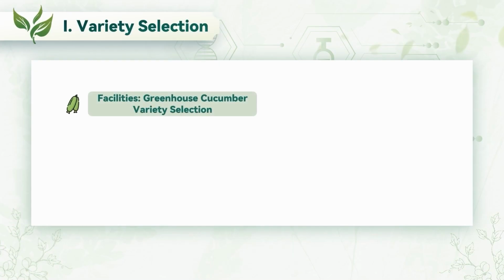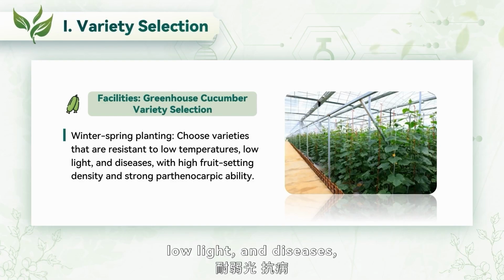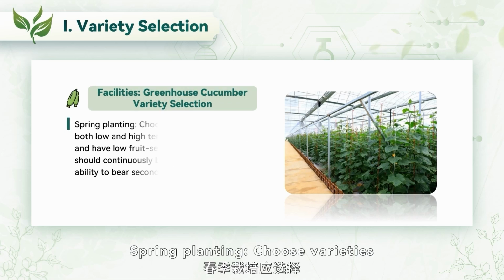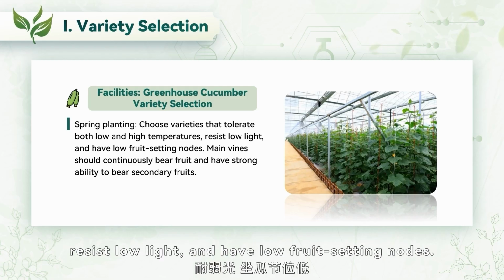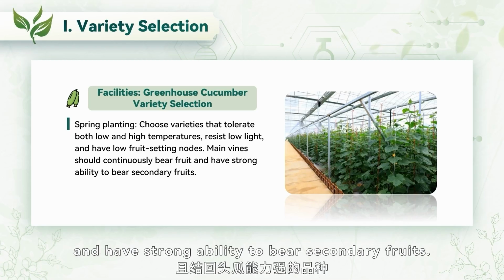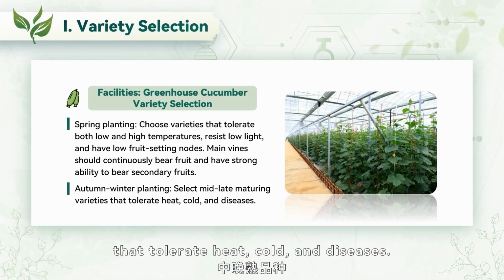Greenhouse cultivation, winter-spring planting. Choose varieties that are resistant to low temperatures, low light, and diseases with high fruit-setting density and strong parthenocarpic ability. Spring planting. Choose varieties that tolerate both low and high temperatures, resist low light, and have low fruit-setting nodes. Main vines should continuously bear fruit and have strong ability to bear secondary fruits. Autumn-winter planting. Select mid-late maturing varieties that tolerate heat, cold, and diseases.